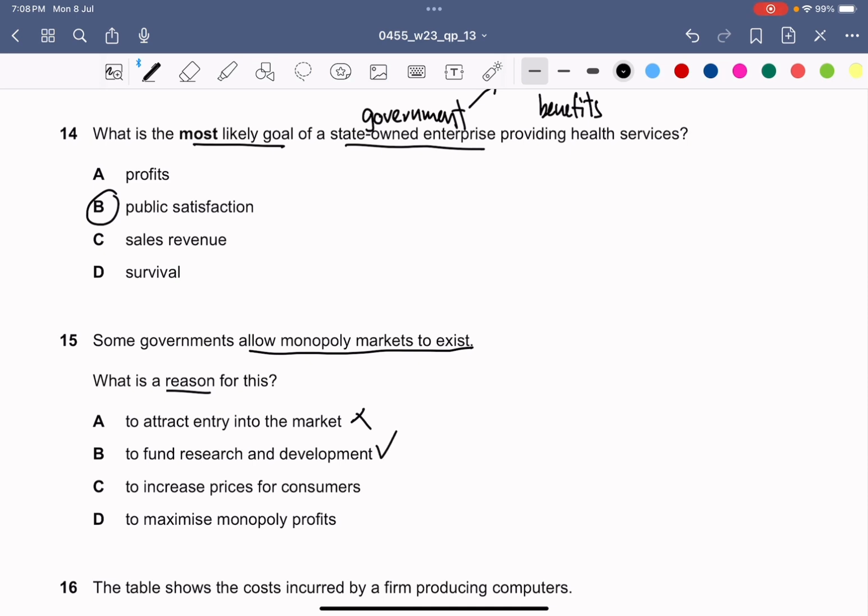C. To increase prices for consumers. No, definitely not. To maximize monopoly profits. No also. Yeah, so answer is B.